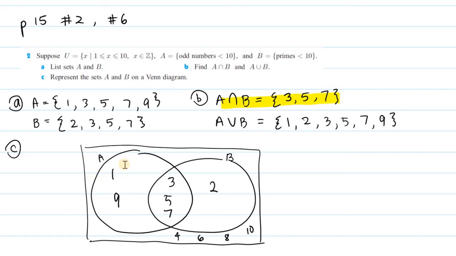It shows you here, these are all of the values that are in A, and these are all of the values that are contained in B, and then the stuff that's not in those circles is in the universe, just not in either of those sets.